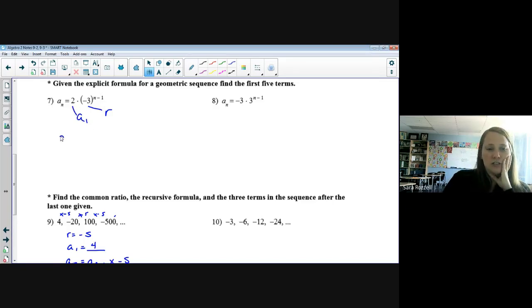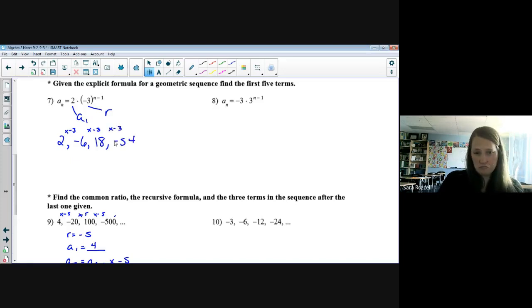Yeah. Our first term is 2. Then we're doing times -3 each time. So that's -6, 18, I don't know, -54, 54, and then 162. So if you can identify where you start and what you multiply by each time, you don't have to plug the number in for the n for the geometric sequences.